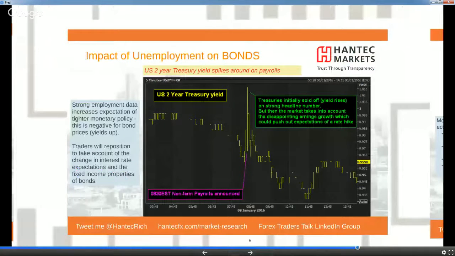Now the impact on bonds is obvious, because again the correlation, certainly on the payrolls report, between unemployment and obviously monetary policy, and monetary policy certainly drives the bond market. So they are interlinked, and you can see again a lot of volatility.